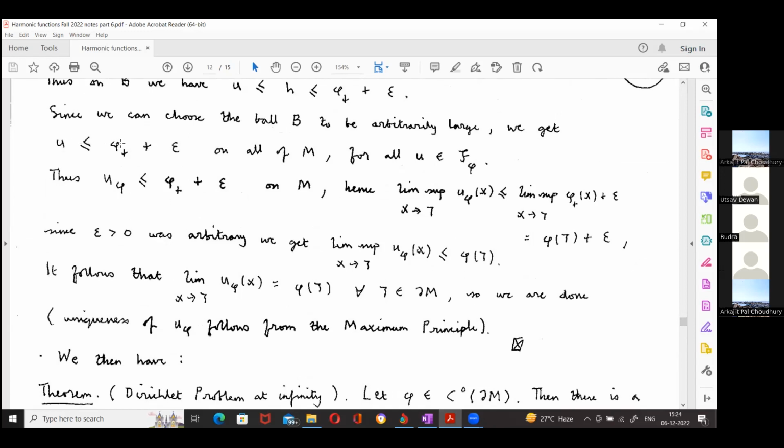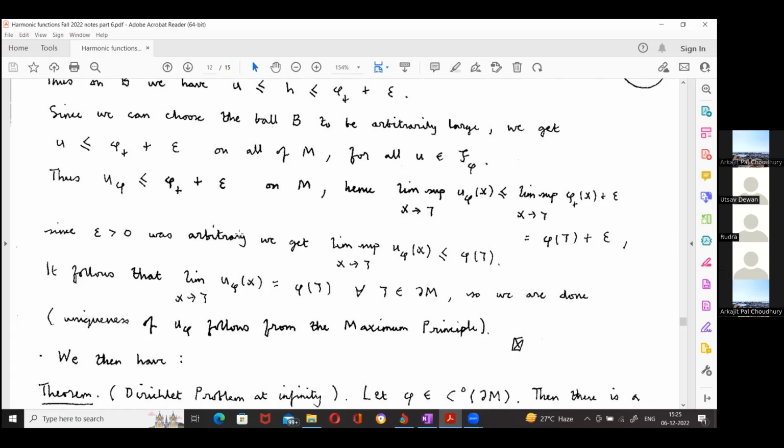So therefore we get that U is less than or equal to phi plus plus epsilon on all of M. And here U was an arbitrary element of the Perron family. Therefore, now we can take the supremum over the Perron family, and then we get that U phi is less than or equal to phi plus plus epsilon on all of M. Okay. Therefore, the lim sup of U phi as x goes to xi is less than or equal to the lim sup as x goes to xi of phi plus x plus epsilon, and that is equal to phi of xi plus epsilon.